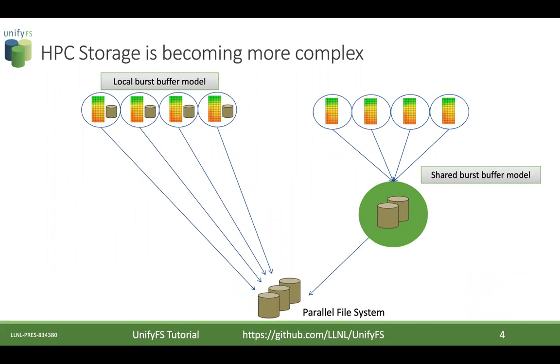So as a result, we're adding burst buffers, and the HPC storage architectures are becoming more complex. So on the left here, there's the local burst buffer model, and on the right, we have the shared burst buffer model. So in these figures, you can think of each one of those little heat map of boxes as a set of processing elements. And in local burst buffers, what we do is we associate one or more storage devices with each set of processing elements. And those processing elements may be a node, a single compute node, or it could even be a rack of compute nodes, for example.